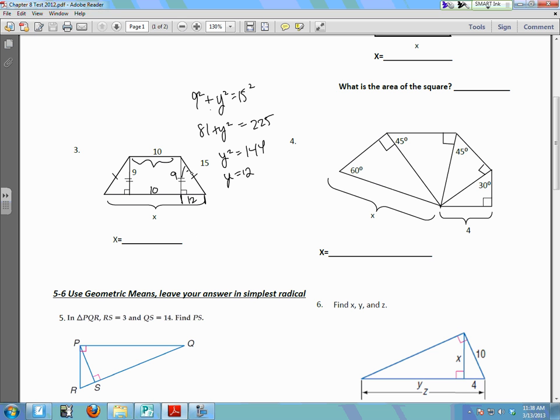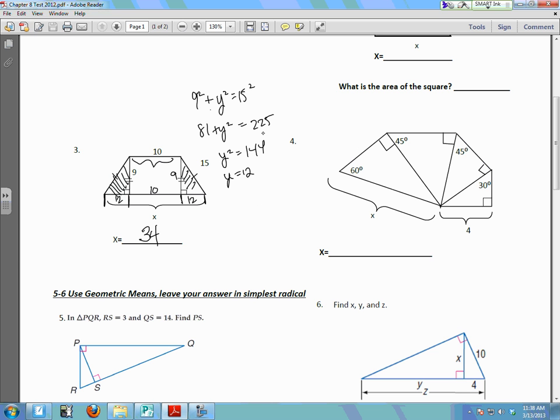Well, if I look at that triangle there, it's the same as this triangle over here, so this has to be 12. So from here to there is 12. This middle section is 10, and this section over here is 12 as well. So the total for x would be 34.